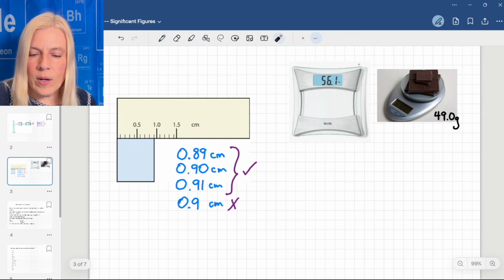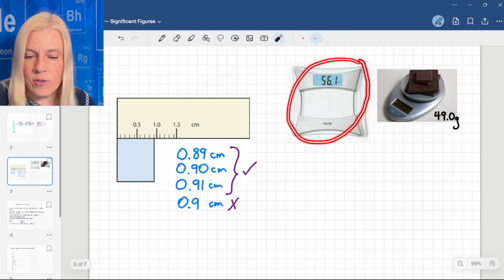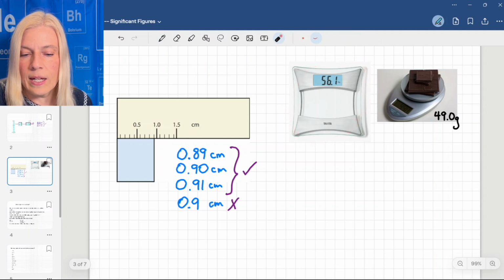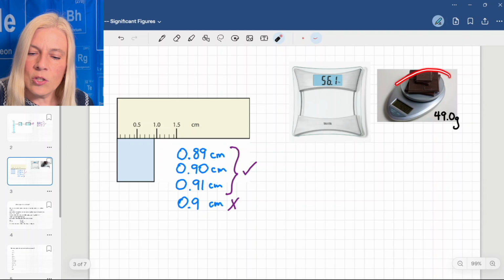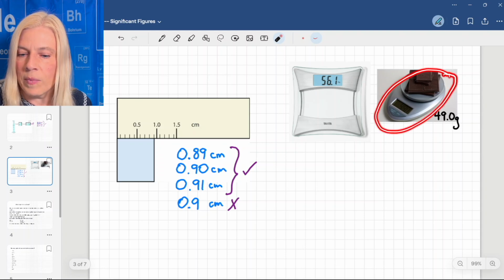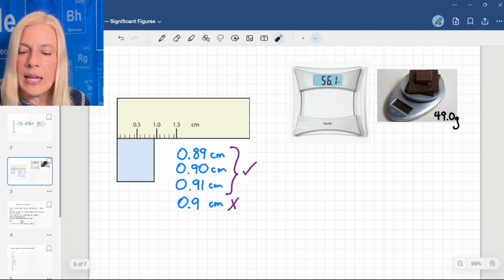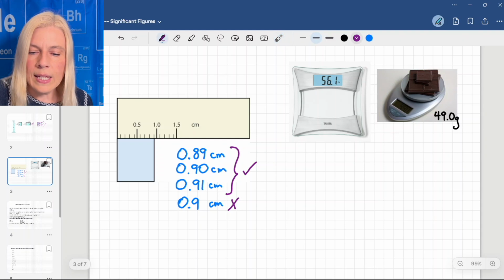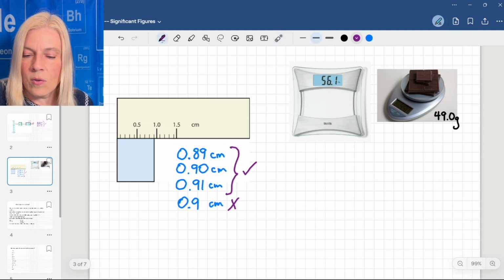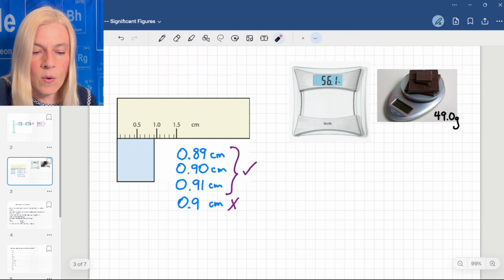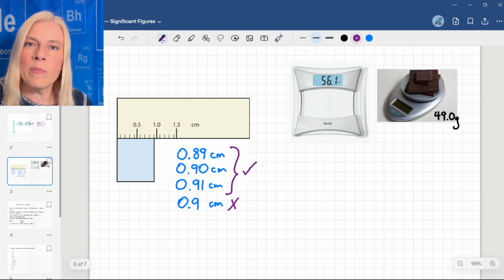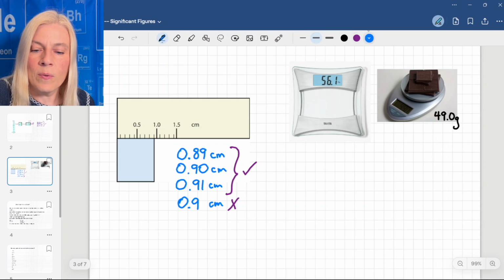Let's say a scale in a bathroom says you have 56.1 kilograms. Please make sure you report that in your lab notebook. Here we are measuring chocolate on a kitchen scale, or maybe a scale you have in your lab. If a scale says it's 49.0 grams, I looked very closely and it says 49.0. Please report 49.0 in your lab notebook.